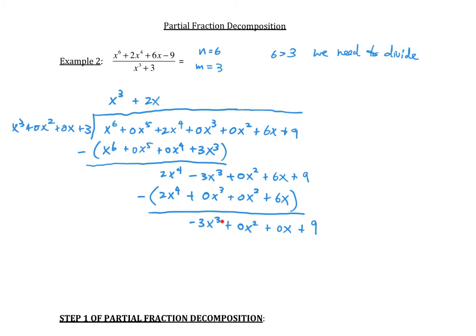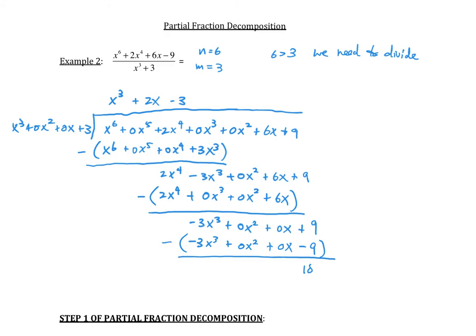So how am I going to cancel out this leading term? I need to multiply the leading term of our divisor by negative 3. So I'm going to put a negative 3 up top here. I'm going to multiply and distribute. I'm going to get negative 3x cubed plus 0x squared plus 0x minus 9. So when I subtract these two polynomials, I'm going to end up with just a remainder of 18.